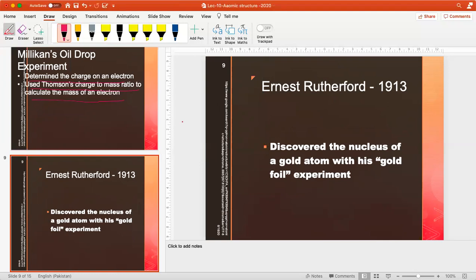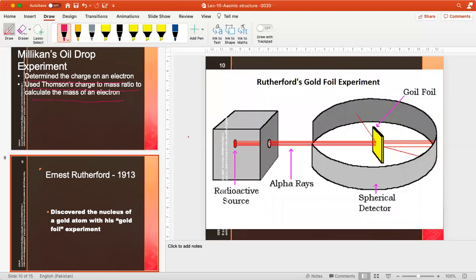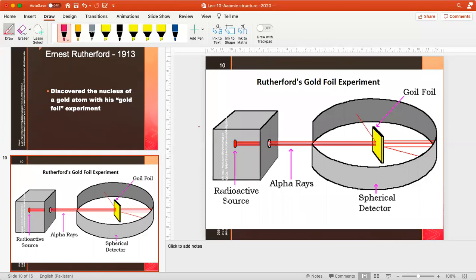success. Rutherford in 1930 discovered the nucleus of a gold atom with his gold foil experiment. He did different experiments, but ultimately he got success in discovering the nucleus of a gold atom. And when he did a lot of experiments on the nucleus of the gold atom, ultimately he discovered the nucleus. This is not in your course, but it's only for your information.